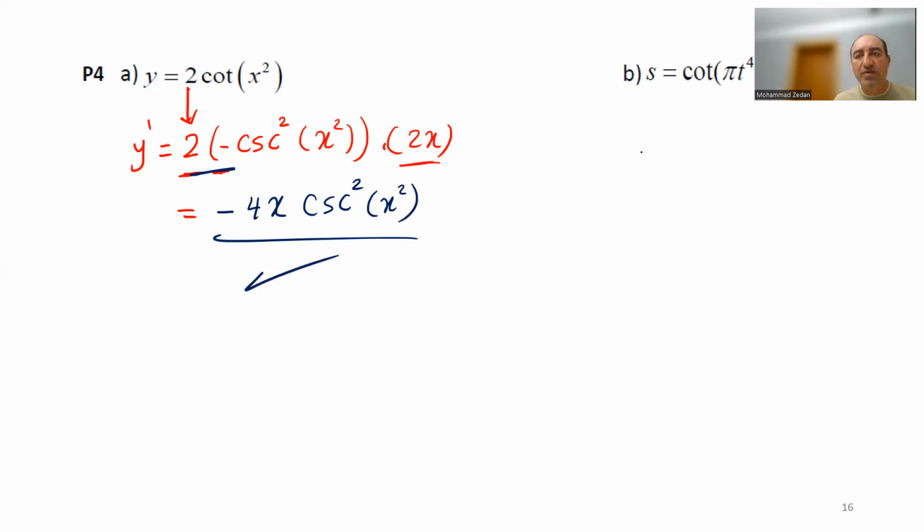Okay, this one is cotangent. So no need for this one.